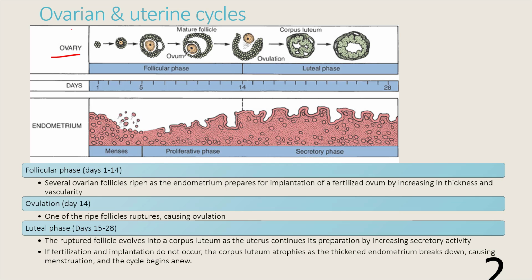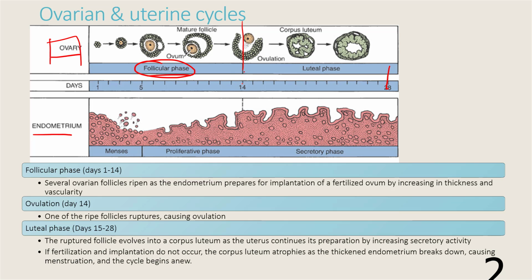So this is what happens in the ovaries, and this is what happens in the endometrial lining of the uterus. Now, the endometrial lining of the uterus is the one that sheds, and it's the one that causes menstruation. So if we look at the ovarian cycle, based on a 28-day cycle, it's nicely divided in two. The first part is called the follicular phase, and during the follicular phase, a few of the follicles in the ovary mature.